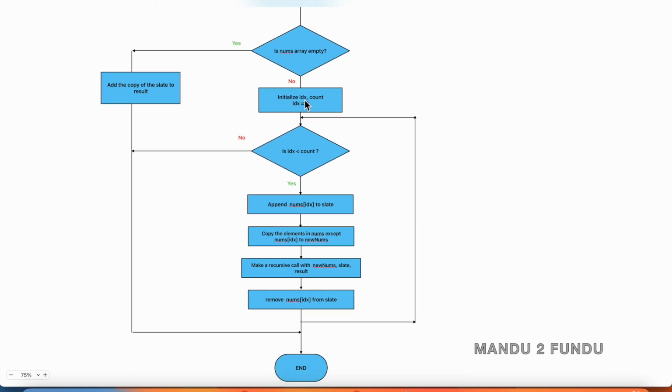Otherwise we initialize the index to 0 and the count to the length of the nums array. Then we enter the for loop, and in each iteration we append the current number to the slate and then remove the current number from the nums array, and then make a recursive call with the new nums array and the slate and the result. After coming back from that recursive call, we remove the current number from the slate. We repeat this until we process all the elements in the nums array. Okay, finally we come out and return.